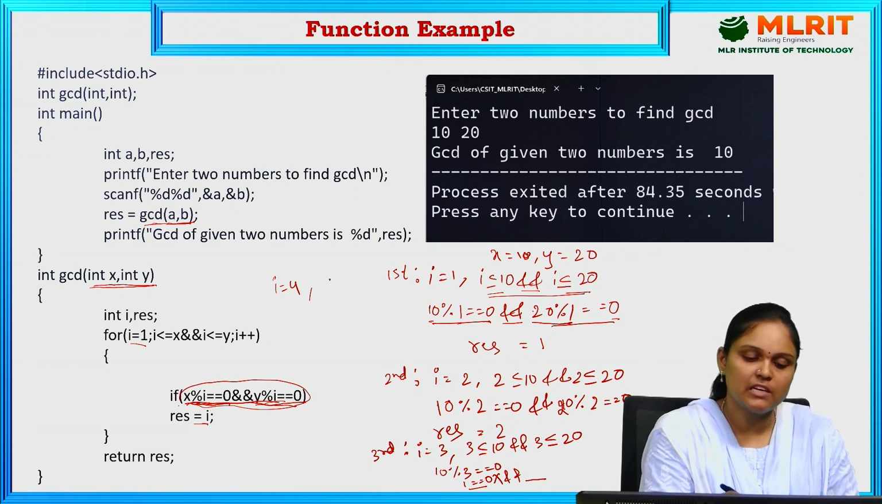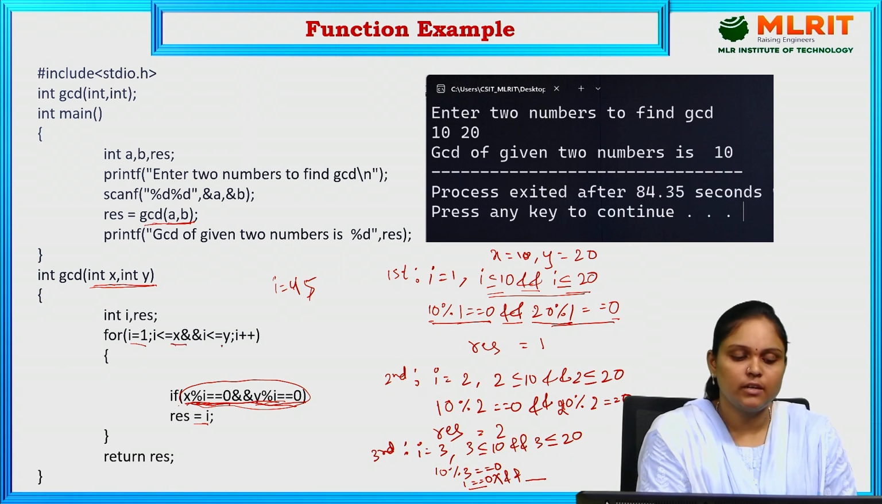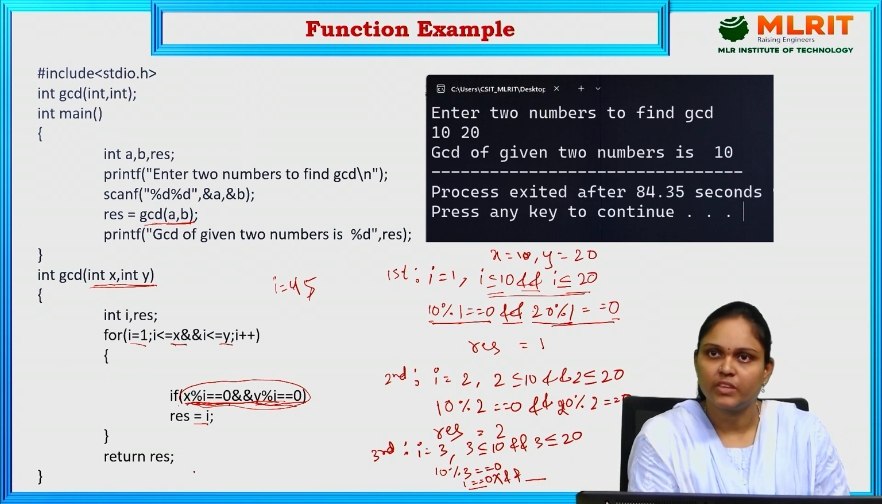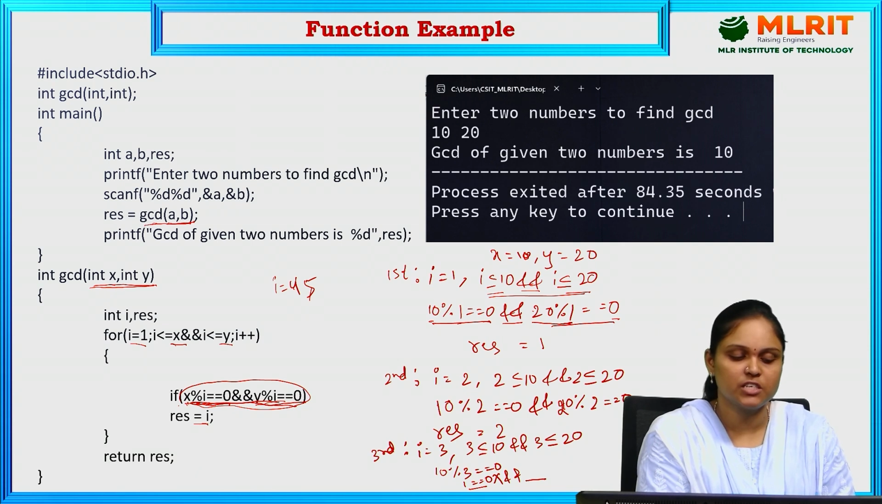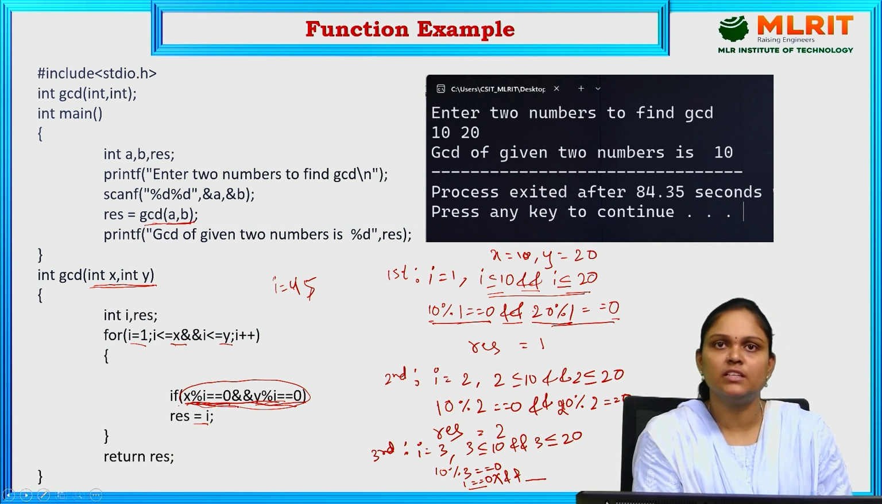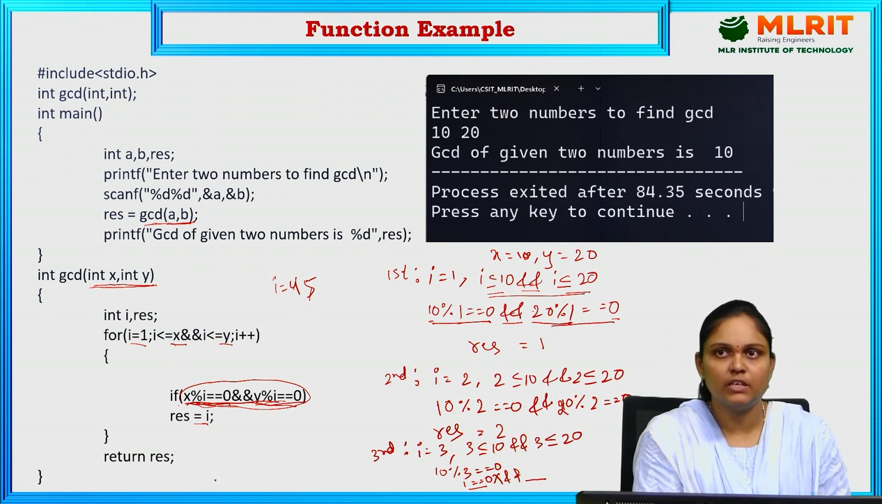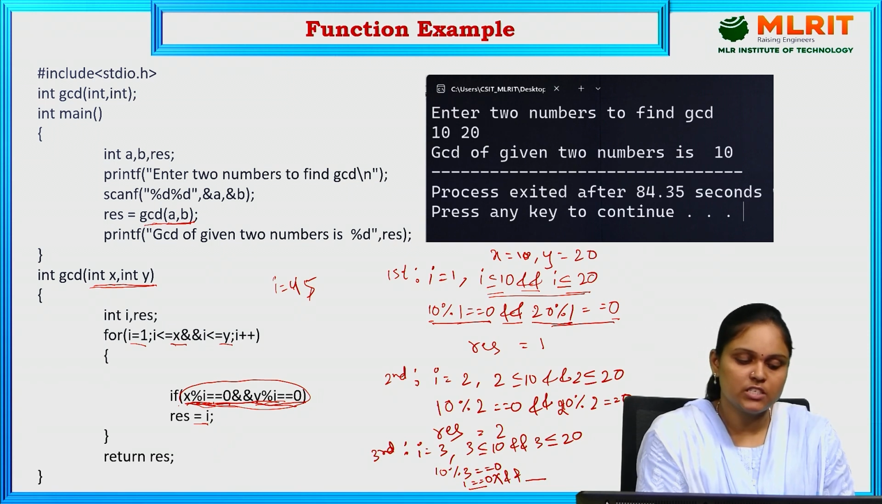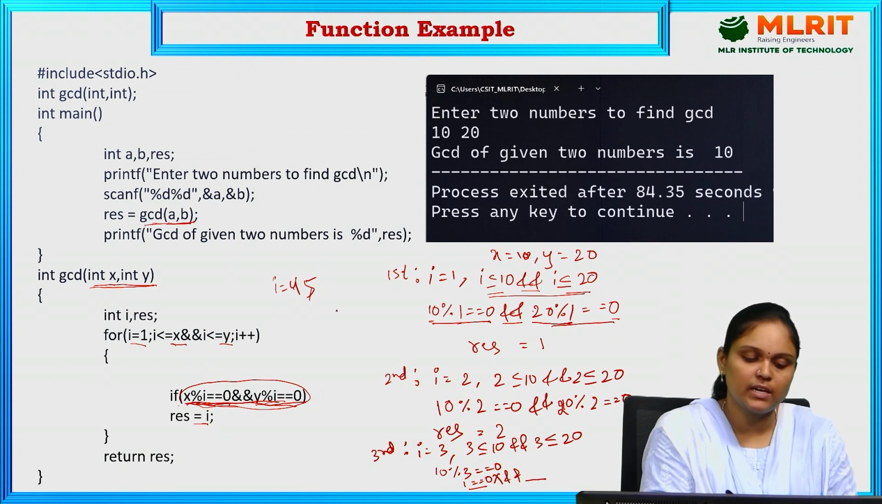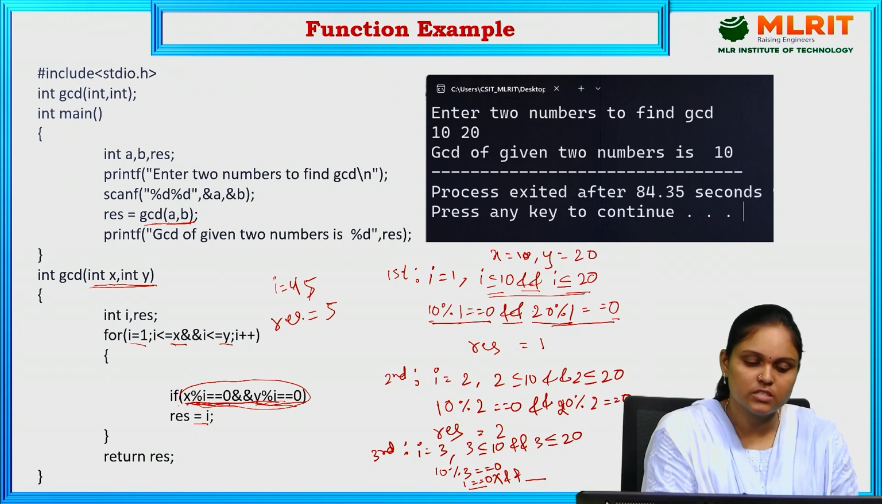And next, the i value will get incremented, i will be equal to 5. And 5 is less than 10 and 5 is less than 20, true. So if the condition is true, then we are checking the condition inside this if. So we are checking whether 5 is a factor of 10 and 20 or not. Yes, 5 is a factor of 10. If we divide 10 by 5, we'll get the remainder as 0, and if we divide 20 by 5, we will get the remainder as 0. So both the conditions are satisfied. So the condition in the if is true, and the i value is 5. So that 5 value we are assigning to the result variable.